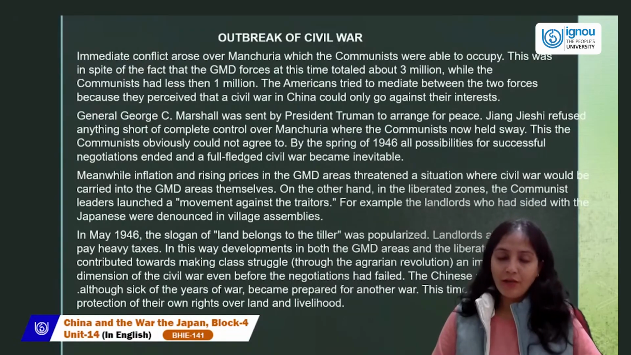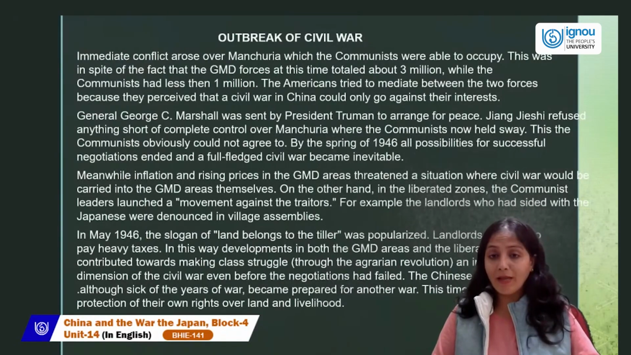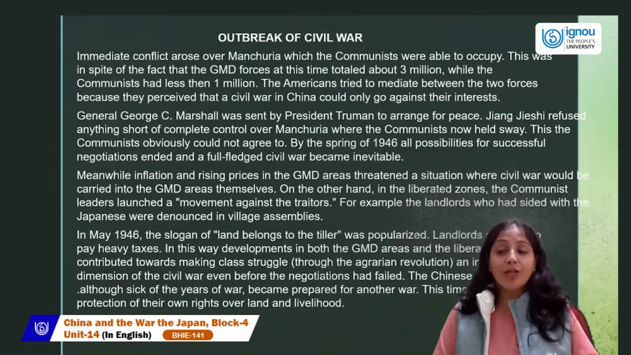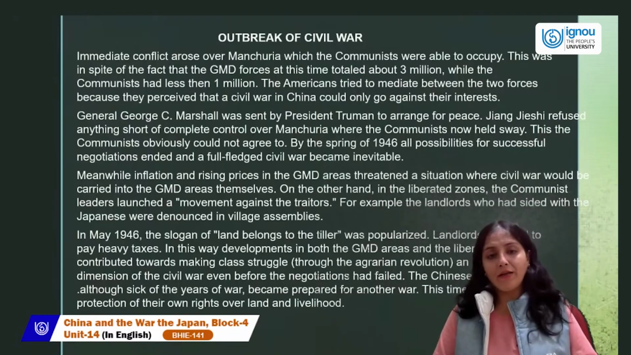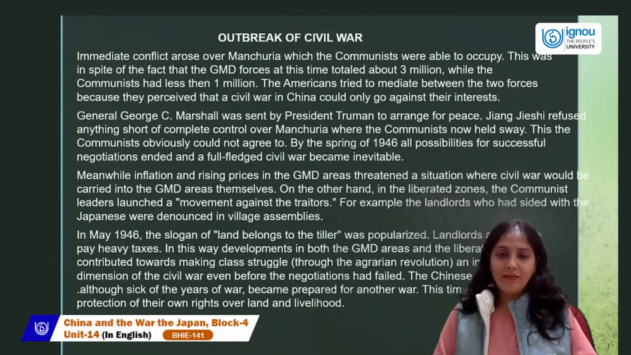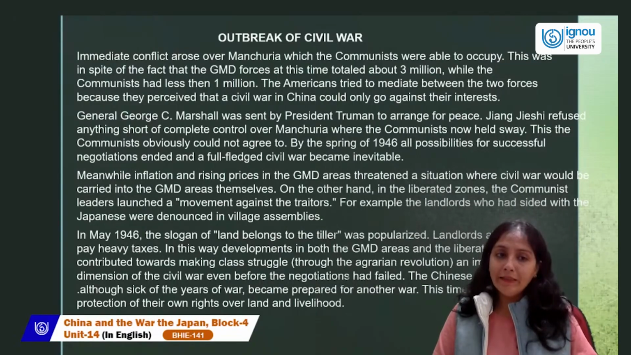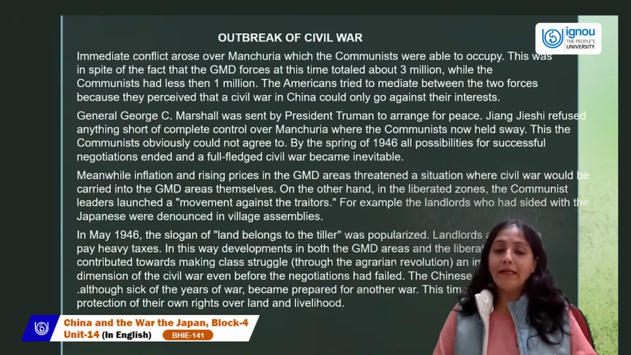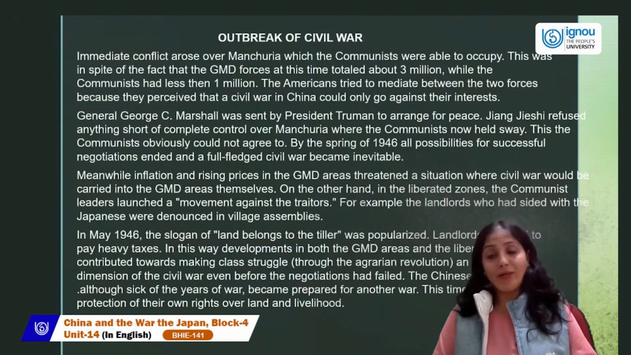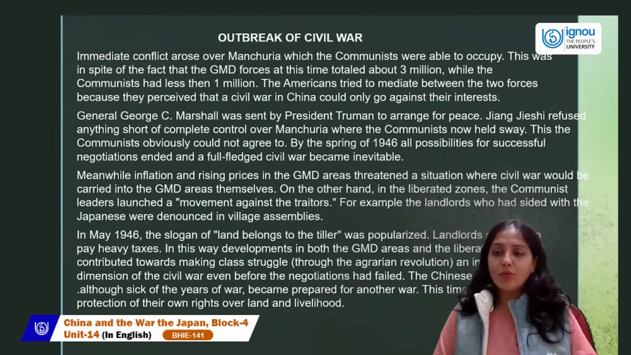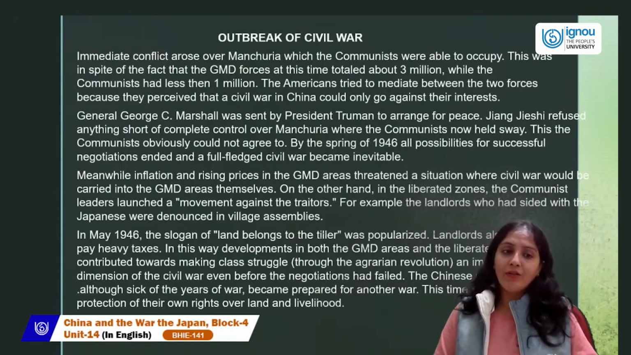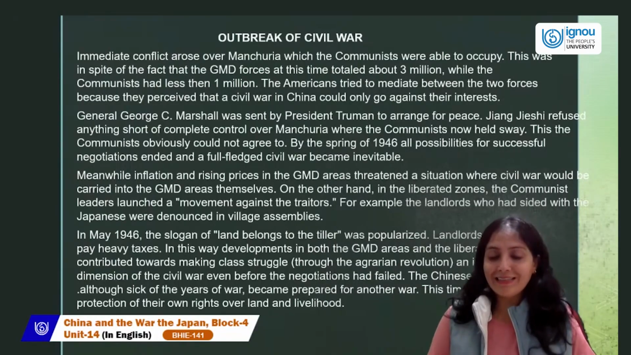Meanwhile, inflation and rising prices in Guomindang areas threatened a situation where civil war would be carried into the Guomindang areas themselves. And on the other hand, in the liberated zones, the communist leaders launched a movement against the traitors. For example, the landlords who had sided with the Japanese were denounced in village assemblies.